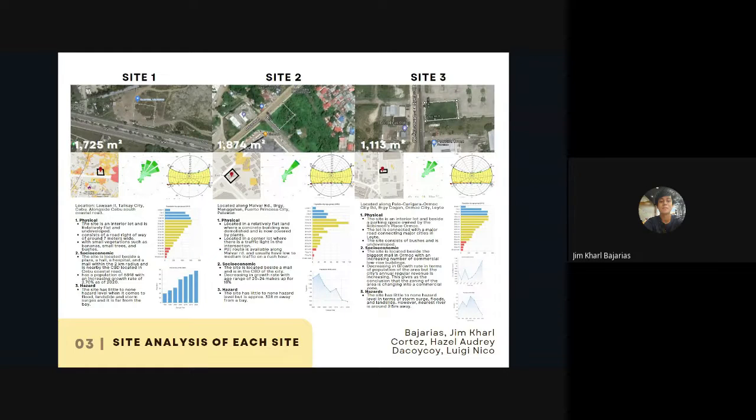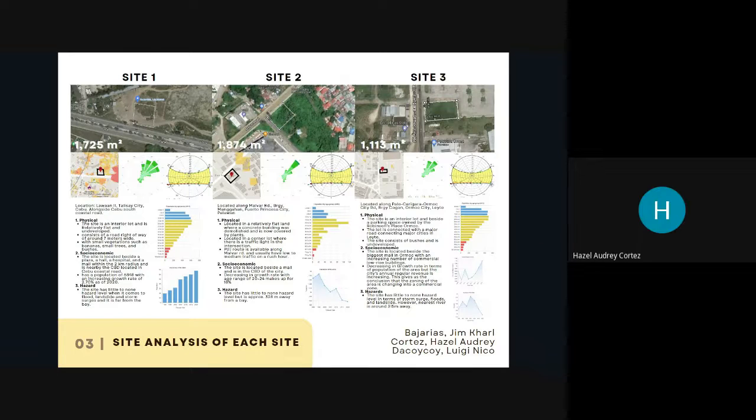It has a population of 6,848 with an increasing growth rate of 2.70 as of 2020. The site has little to no hazard level when it comes to flood, landslide, and storm surges, and it is so far from the bay.